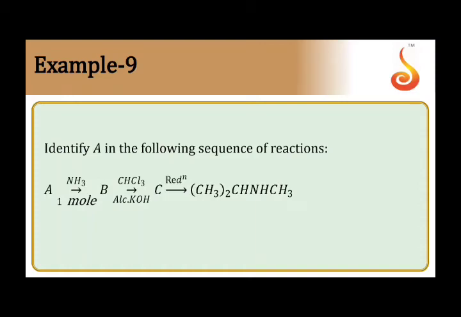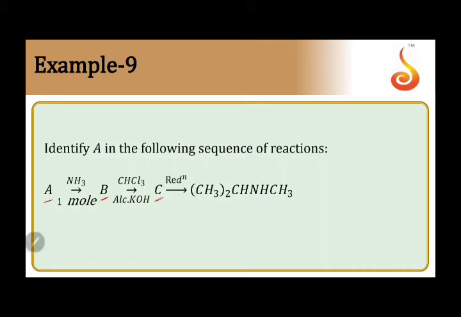Question number 9. Here we need to identify A, that is this compound. On reacting with NH3 1 mole, it's giving B. On reacting with chloroform and alcoholic KOH, C is obtained. On reduction, this amine is obtained.